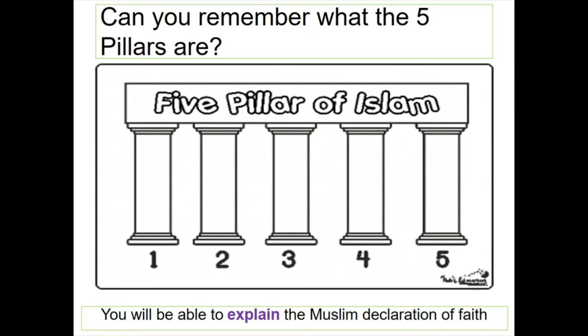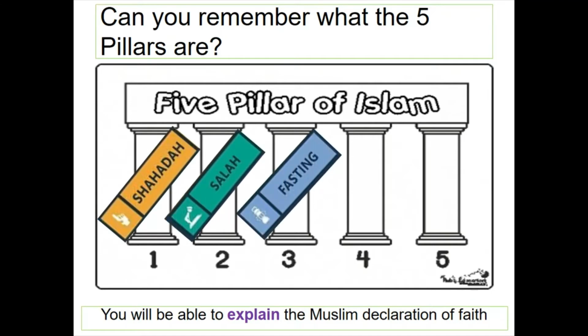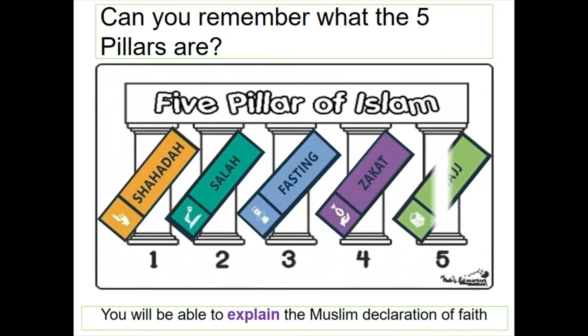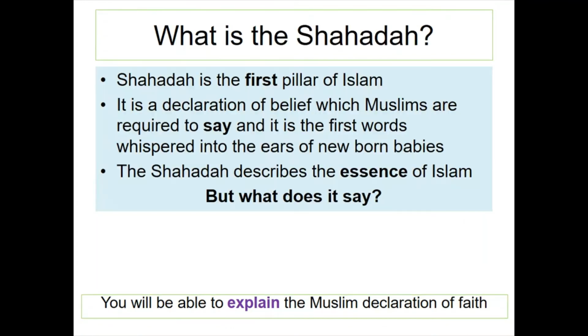The 5 pillars of Islam are Shahada, Salah, Sawm or fasting, Zakat and Hajj. And today's lesson particularly focused on the first pillar, which is Shahada. So, Shahada is the first pillar of Islam.